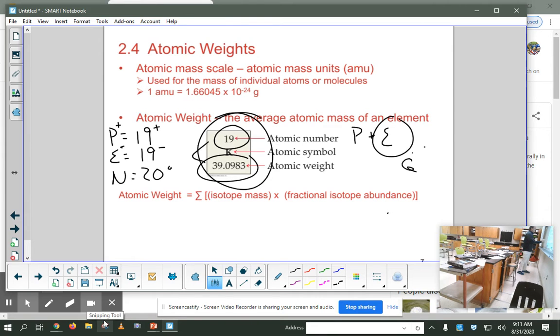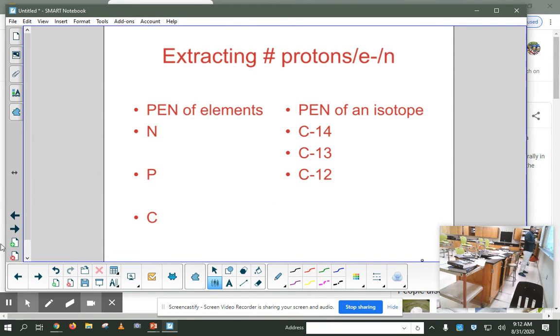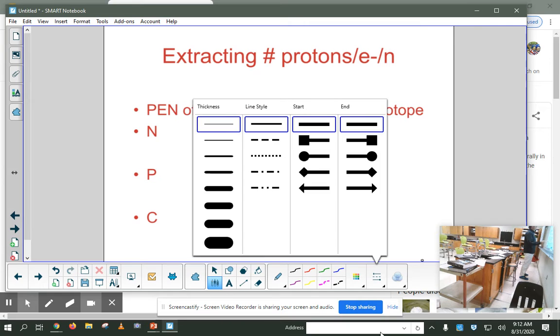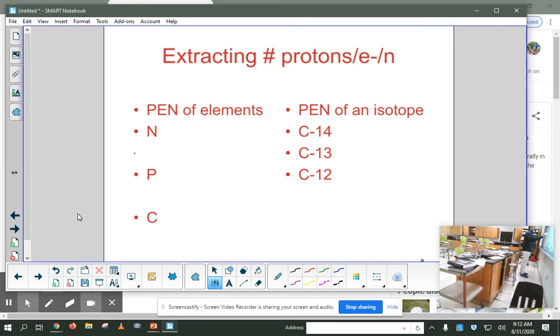Okay, so with that, I've got a couple of problems I want you to do, and this is from your homework. Actually, this is just a problem that you would eventually have to determine and do. So nitrogen itself, look at your periodic table.